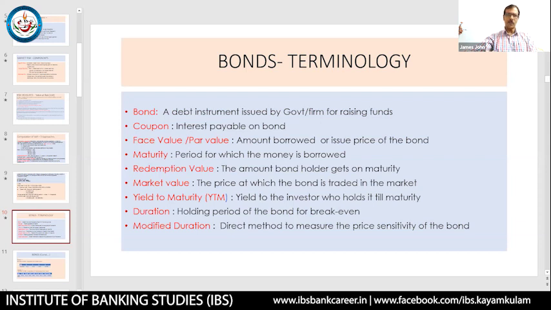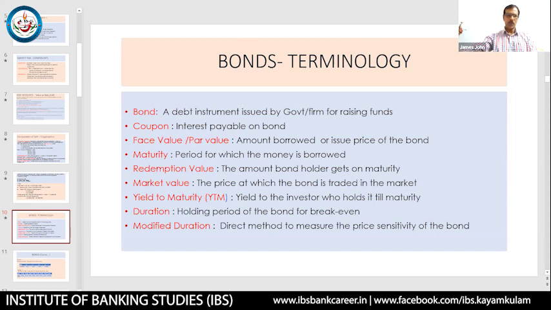Next is market value. What is market value? Market value is the peculiarity of the bond, because suppose somebody invested in a bond, they can trade it in the market. Suppose you invested 1 lakh rupees in a bank and the bank gives you a fixed deposit receipt. Can you trade it in the market? No. You have to go to the bank and ask for the money prematurely.